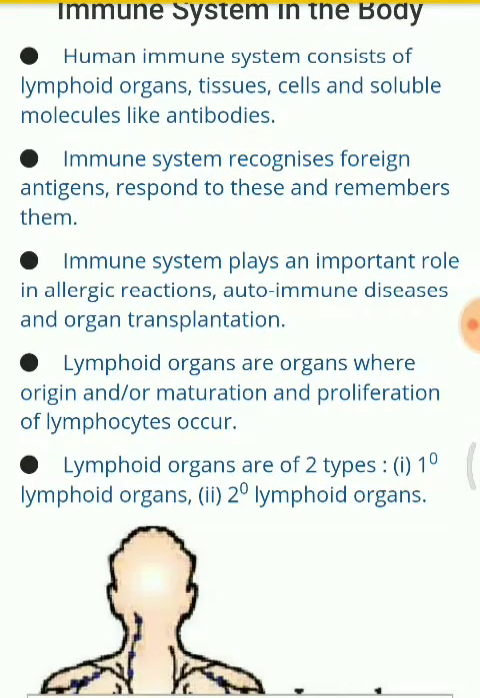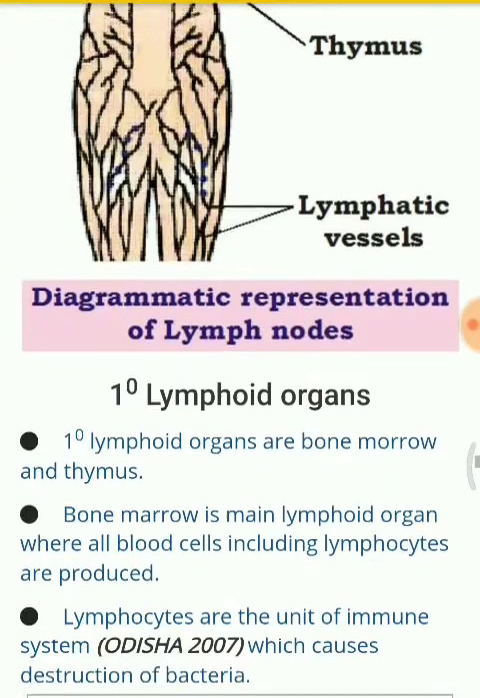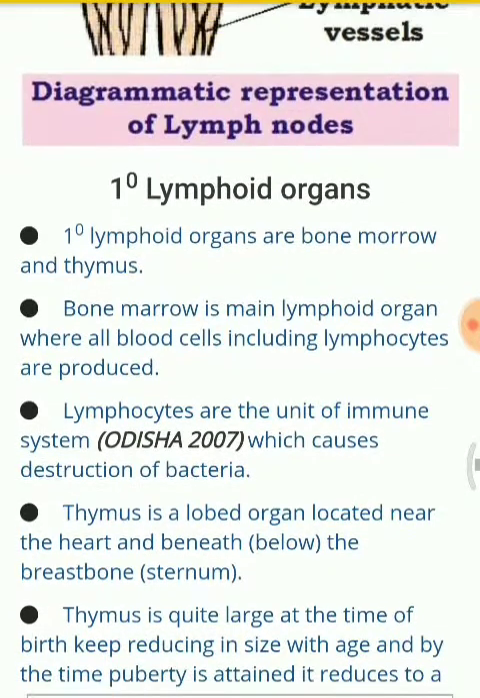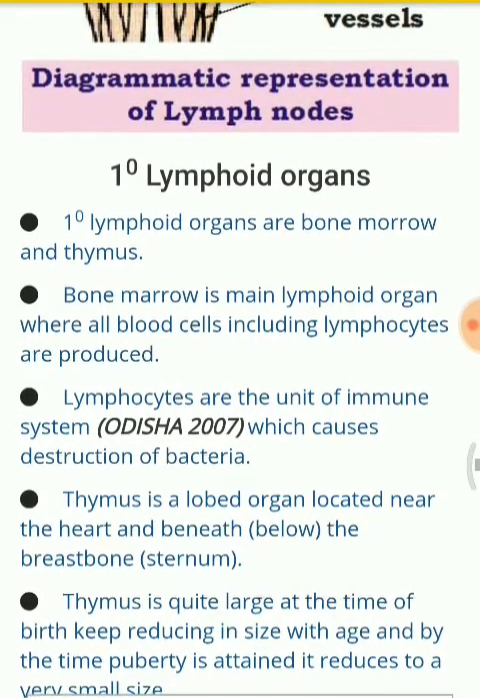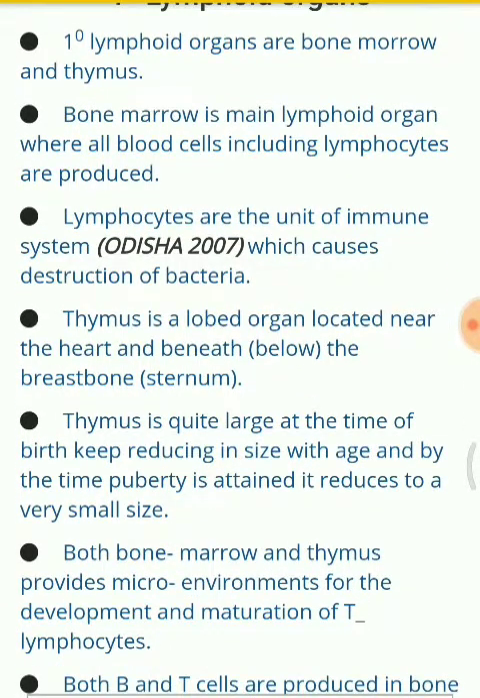Lymphoid organs are organs where the origin and or maturation and proliferation of lymphocytes occur. Lymphoid organs are of two types: primary lymphoid organs and secondary lymphoid organs. Primary lymphoid organs are the bone marrow and thymus. Bone marrow is the main lymphoid organ where all blood cells including lymphocytes are produced. Lymphocytes are units of the immune system which cause destruction of bacteria. The thymus is a lobed organ located near the heart and beneath the breastbone, the sternum.